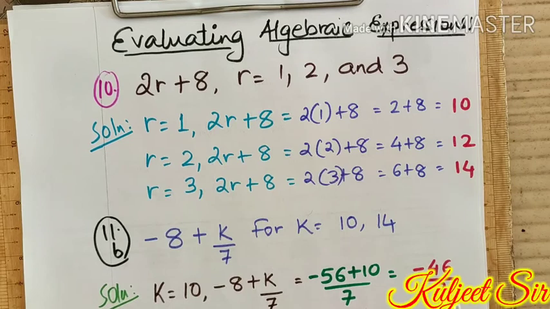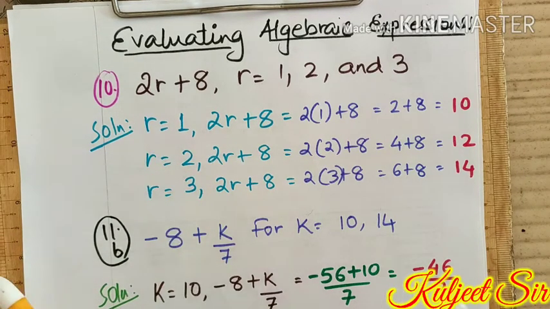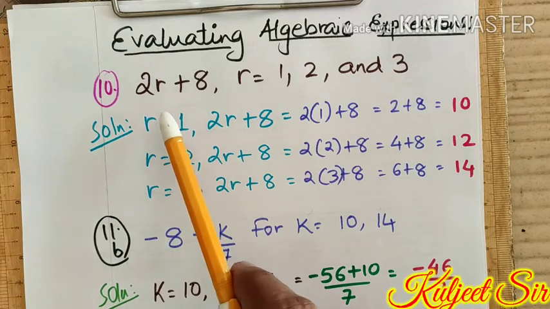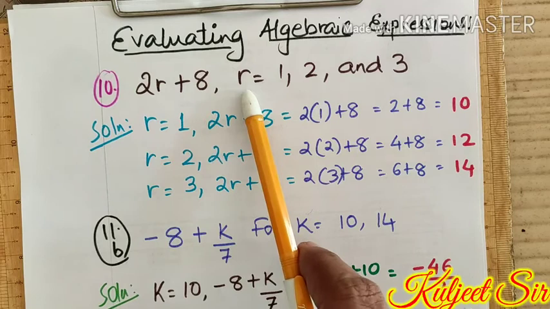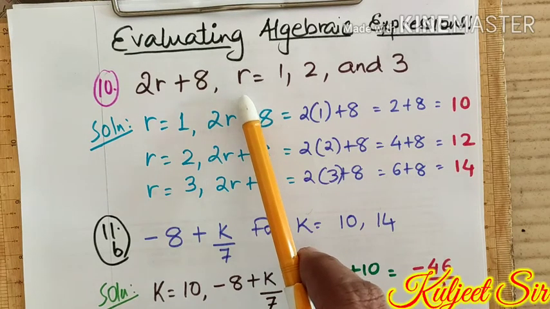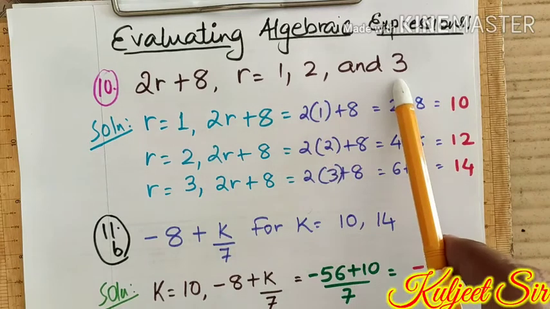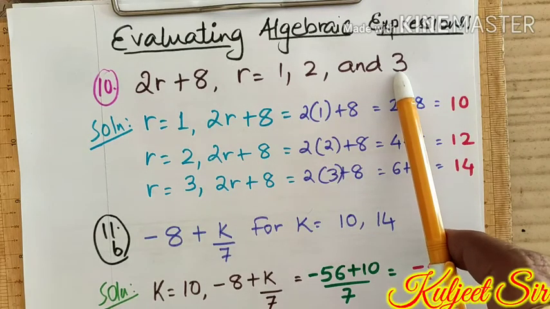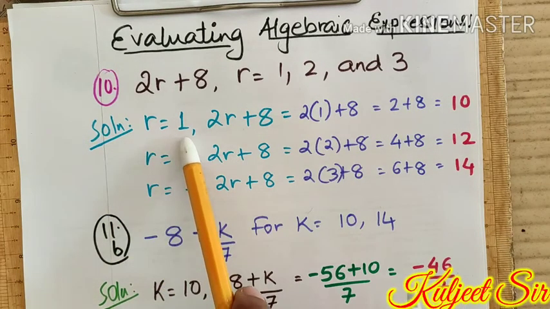So in simple terms, wherever a variable is given, you can see over here I have taken example number 10. In example number 10, the sum is 2r plus 8. Now r is the variable here, and I am going to put the value of r each time as 1, 2 and 3, and each time you will see that I will be getting a different answer. So let us take an example with r as 1.